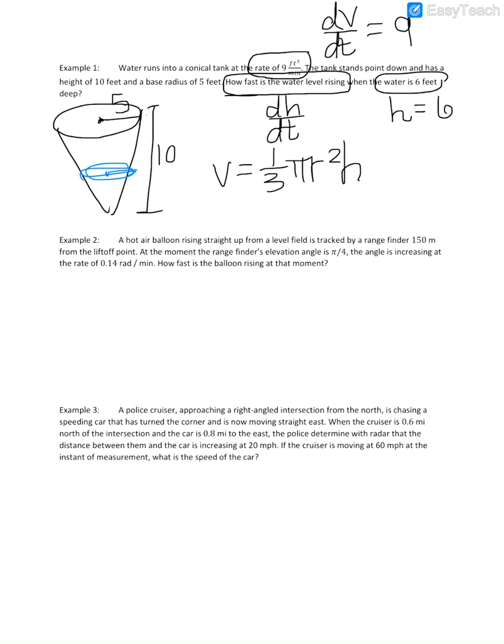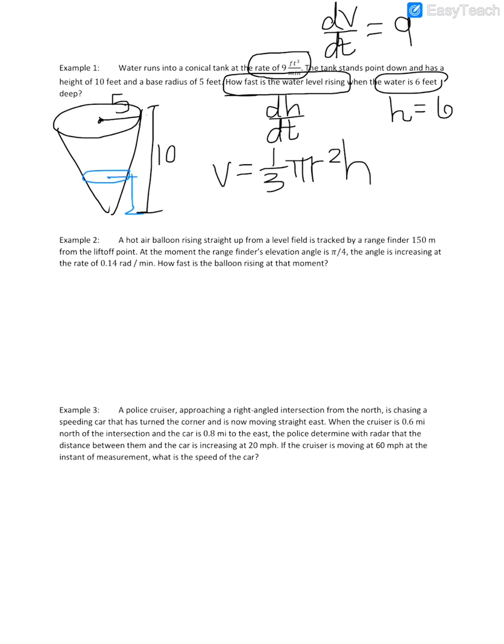the radius at that point is not 5. It's less than 5, okay? Let me draw that a little bit better. Okay, so at any given point in time, my radius, my height, and my volume are all changing together. All right, and they relate to each other when they change.